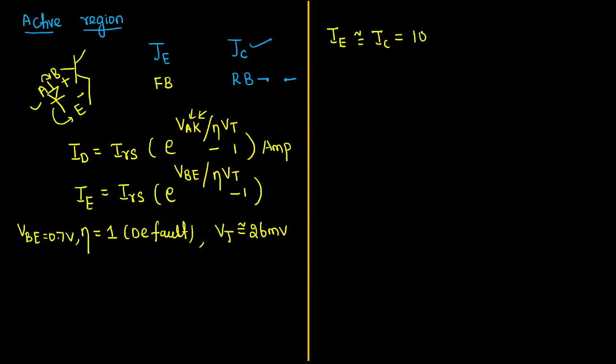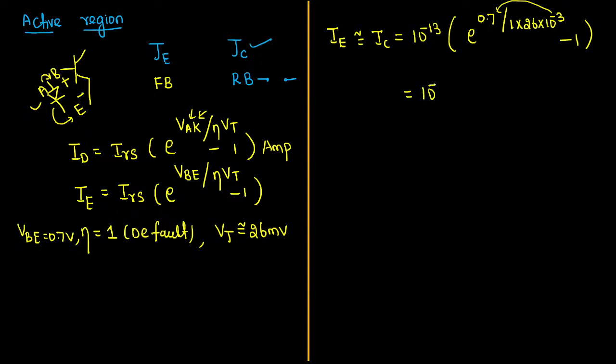So substitute it: 10 power minus 13 in bracket e power 0.7 upon ideality factor 1 into 26 milli. Milli means 10 power minus 3, minus 1. Proceed further. If you pass this 10 power minus 3 to the numerator, 0.7 into 10 power plus 3, it will become 700 by 26.